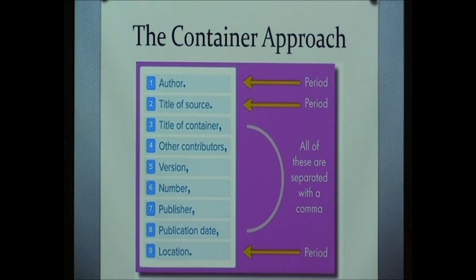So what we're going to be doing is looking at this list every time, and I'm going to show you how to cite different types of sources. And as we look at this list, we're going to say, what do we have, where do we find it, and then how do we put it into the citation properly, basically.